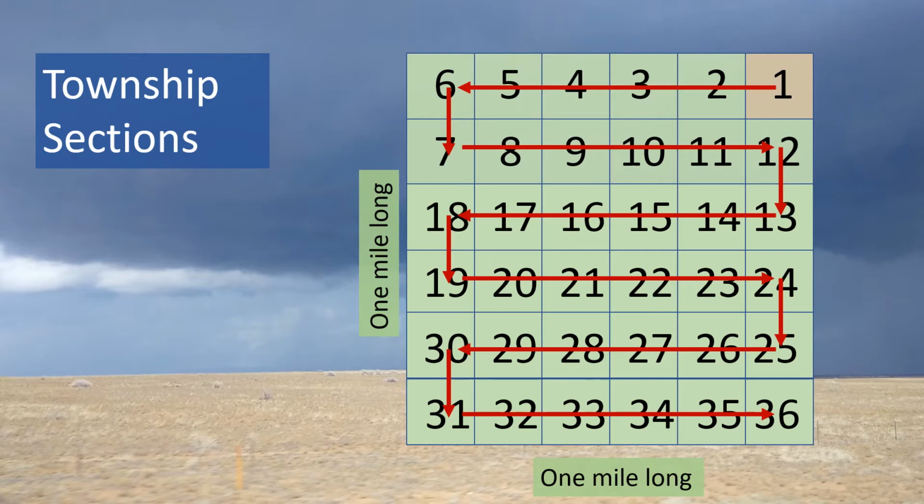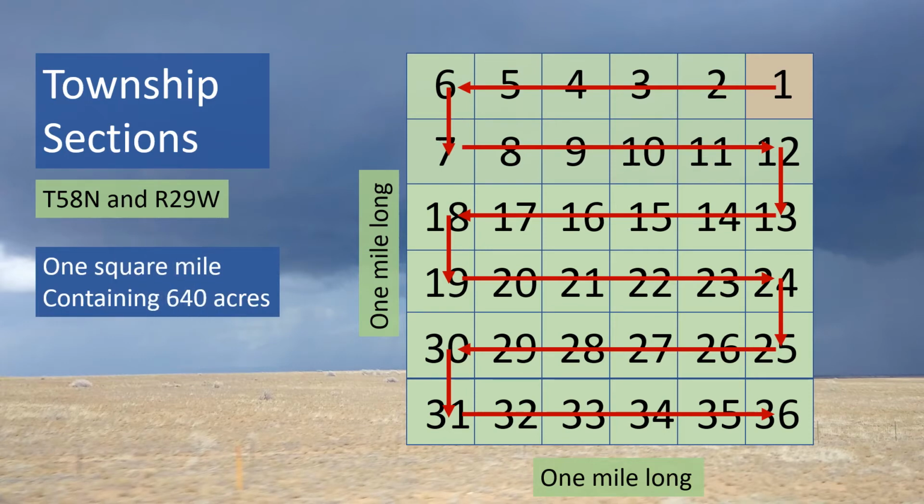This green box represents the Township 58 north and range 29 west from the previous image. This represents 1 square mile containing 640 acres. The next slide will discuss how each section is divided up. Let's look at section 1.